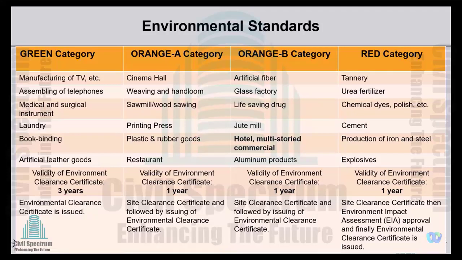And the orange B category will also have an environmental clearance certificate for 1 year, and it will also require site clearance and environmental clearance. The only difference being which category harms the environment more or less. That's the only difference between these two categories. And the red category will also have an environmental clearance certificate for 1 year, but it will require one more environmental study, along with site clearance and environmental clearance. Along with that, you will have to conduct an environmental impact assessment, which you know as EIA.